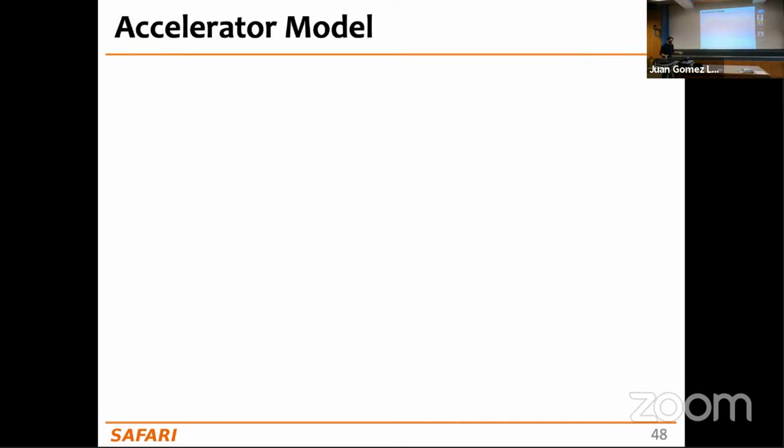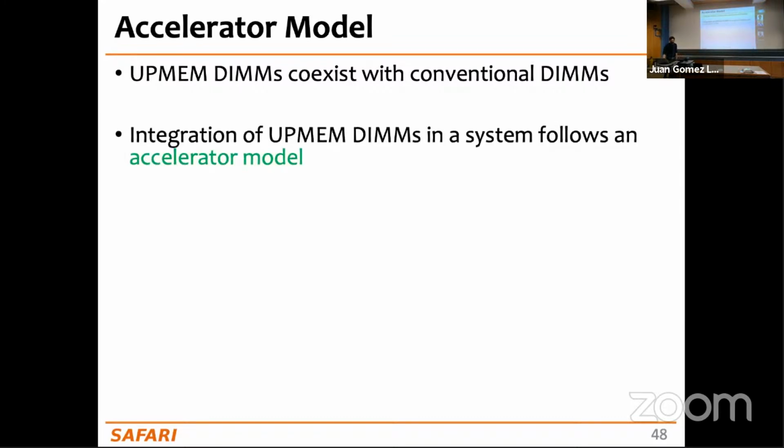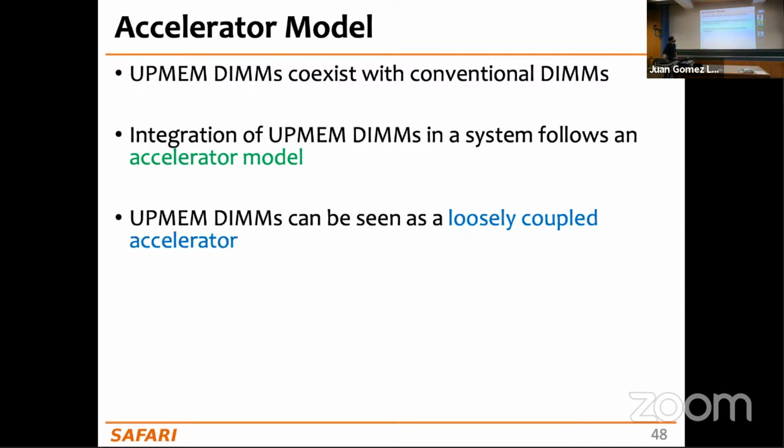The UPMEM-based PIM system is based on what we call the accelerator model. What is that? In the accelerator model, we have conventional DIMMs that coexist with UPMEM DIMMs. And the way that we integrate these UPMEM DIMMs is by considering them as an accelerator or a coprocessor for the main processor, that is typically a CPU, a host CPU.